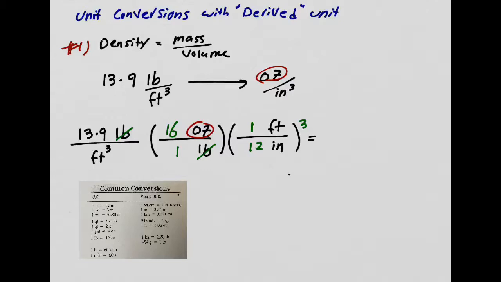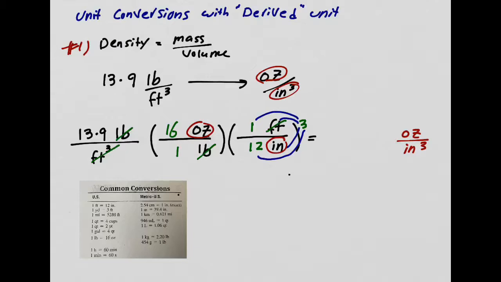But you have to pay attention. If you do that, that means the feet gets cubed, the 1 gets cubed, the inches gets cubed, and also the 12 gets cubed. Everything is going to get cubed. So if that's the case, then the feet is going to get cubed. Then I can cancel the feet out, and I end up with inches cubed, which is what I want. So my unit ends up being ounces over inches cubed. Now, for the math part, again, you're going to multiply everything on top, divide by the bottom. 13.9 times 16 times 1 divided by 1 divided by 12.